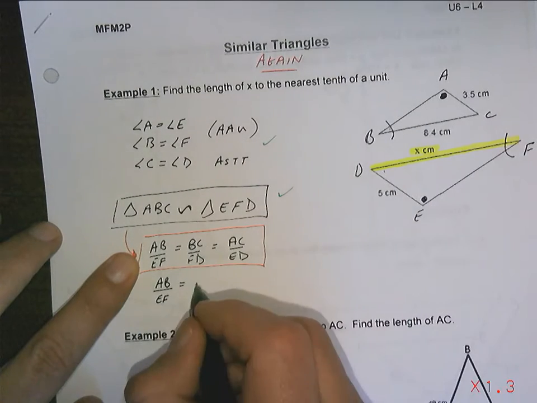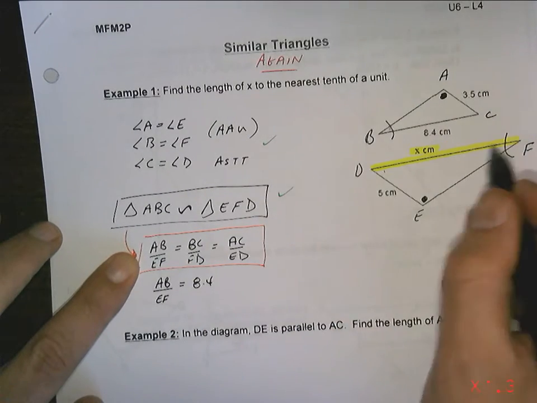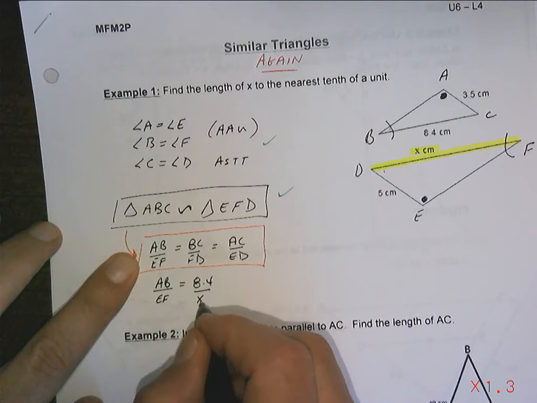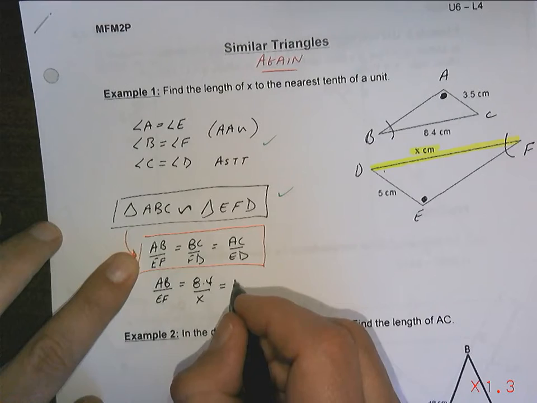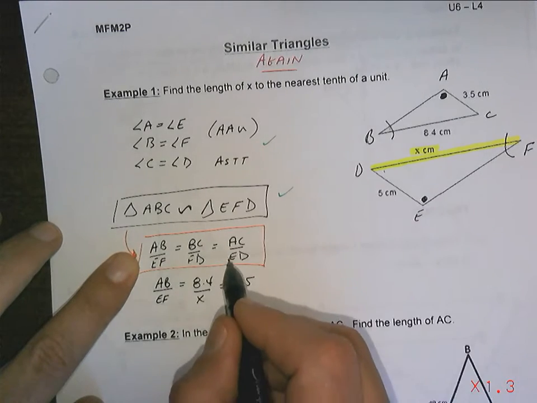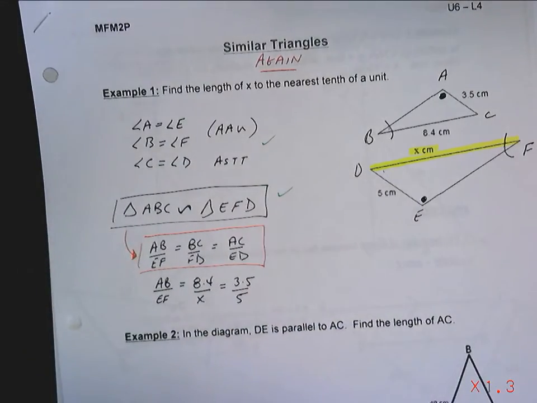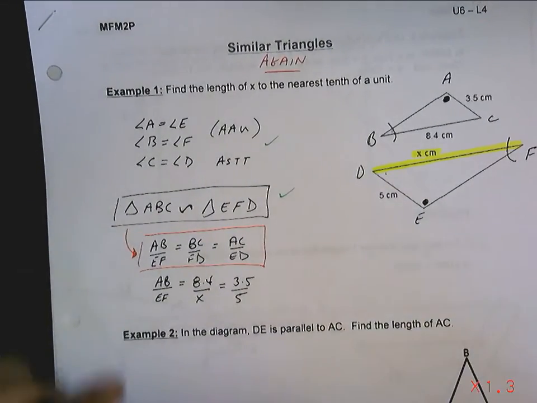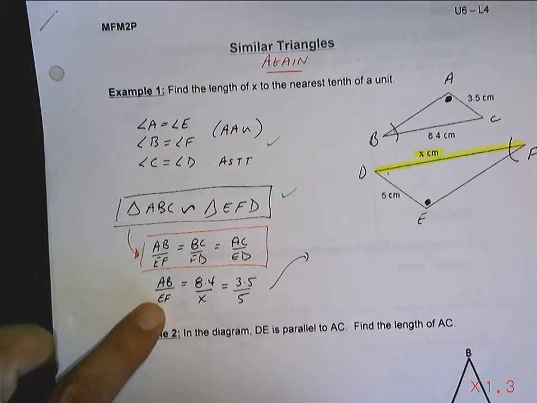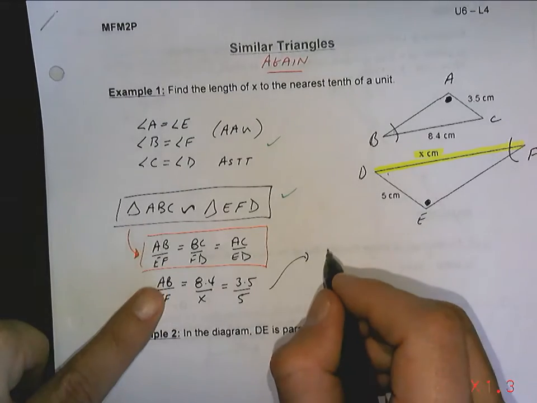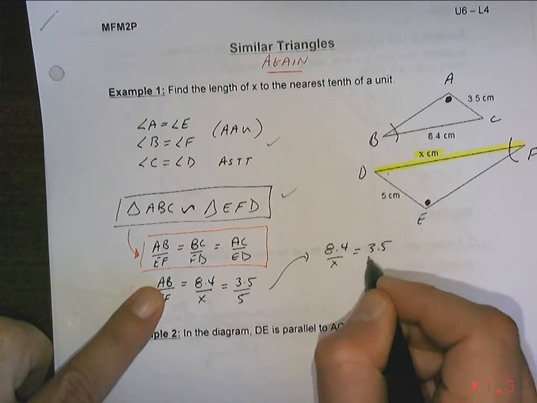BC is 8.4. FD is x. So x is on the bottom. That's going to cause some stress. AC is 3.5. ED is 5. So I have 3 equalities. I don't have to use all 3. I can use any 2 of them. Quite frankly, this one's useless to me. I'm going to get rid of that one. So it's going to be 8.4 over x equals 3.5 over 5.